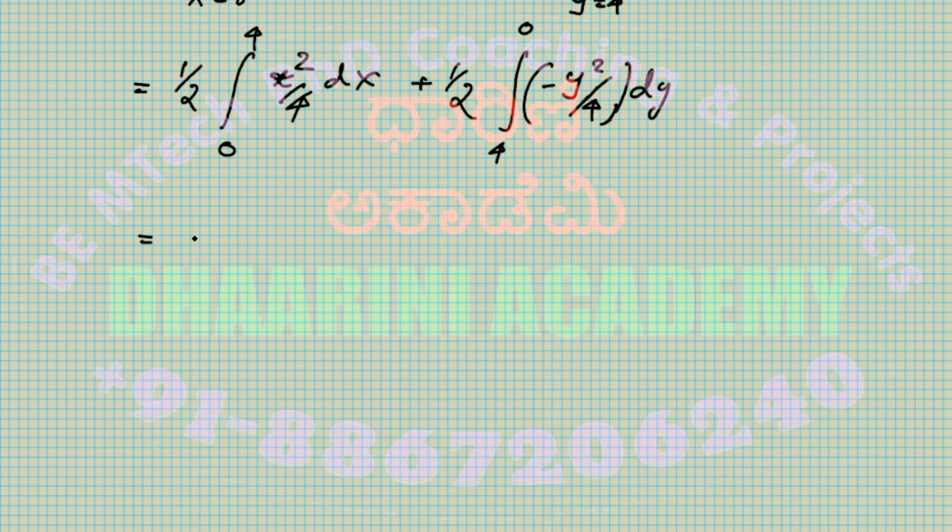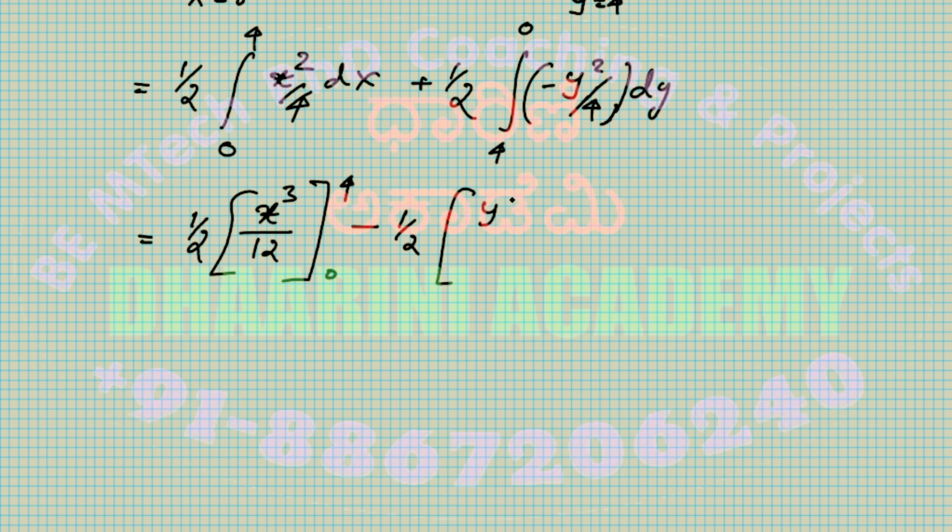So this is equal to 1 by 2. X square by 4 becomes x power. So 4 is there. I have a 12. I'll make it minus. All right. Minus half. There is inside I have a minus, right? This is y cubed by 12. Now this is 4 to 0.